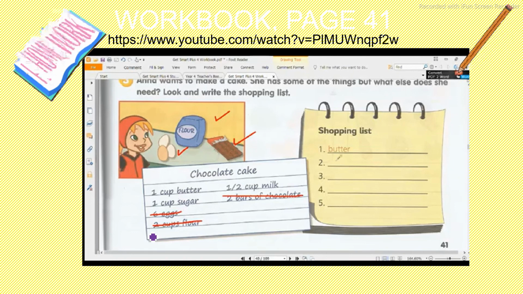Okay, butter is already written here. And then you have to fill in another two ingredients that Anna has to buy. That's all.